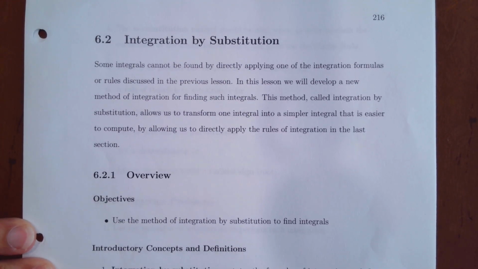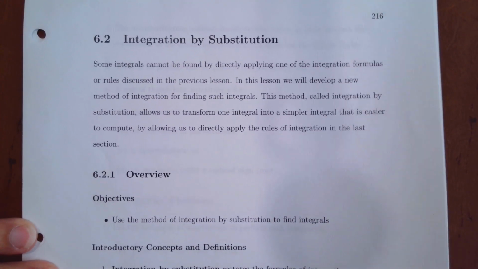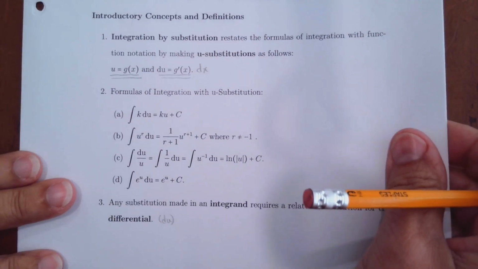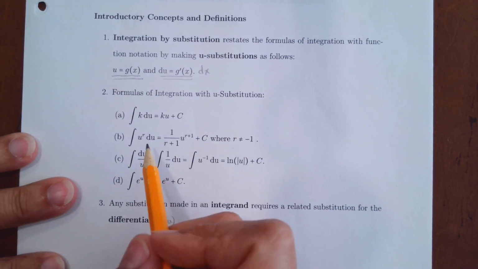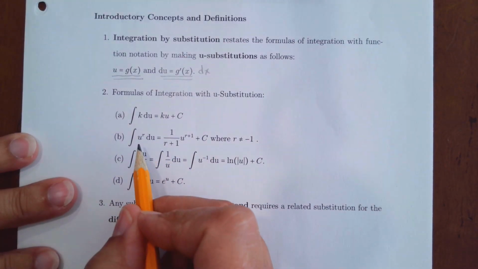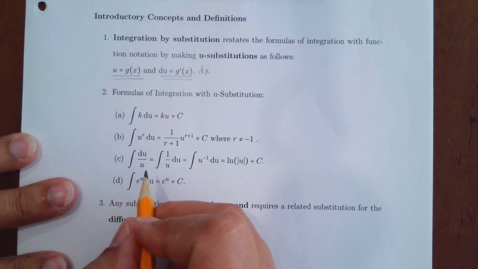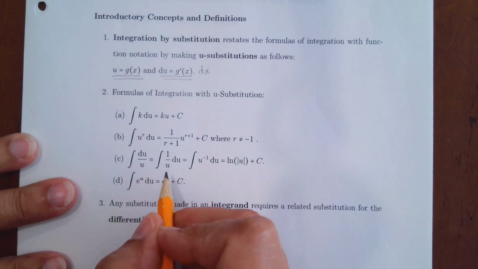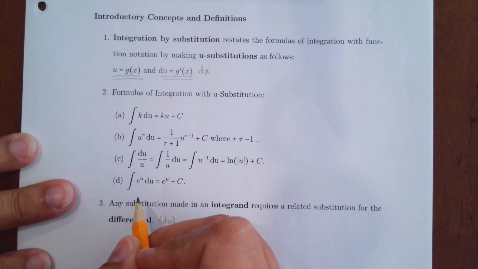So far we've been doing our integration with just our four rules that we basically know of. They're listed down here on this section as well. So we know how to integrate a constant. We know how to integrate the powers when we have a term raised to a power. We know how to do 1 over u, which is the natural log, and we know how to integrate e to the u.